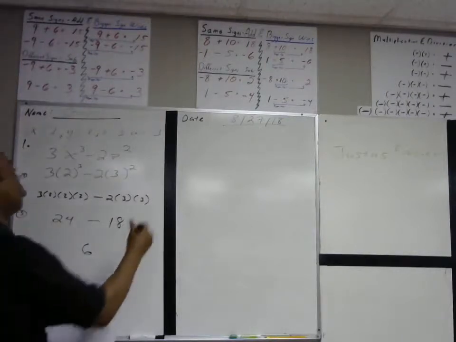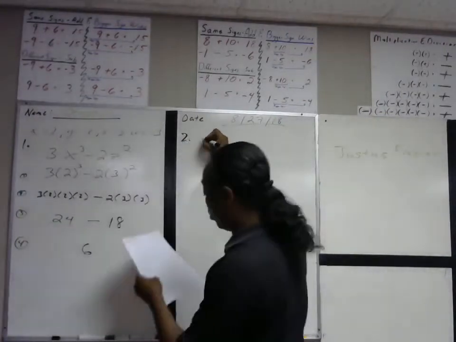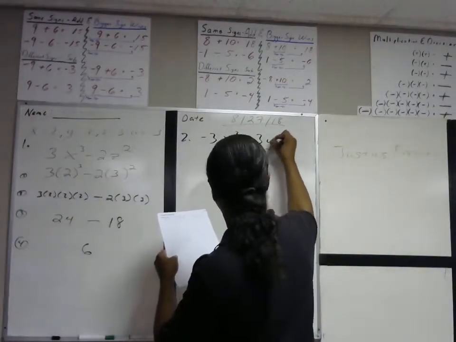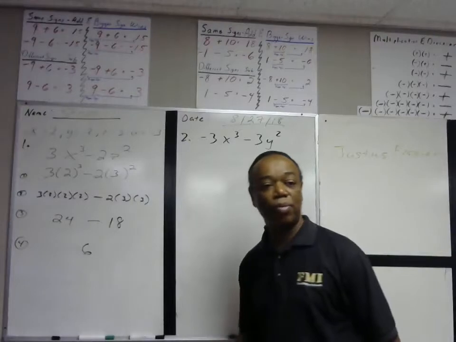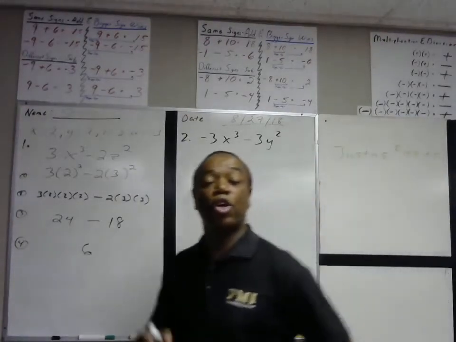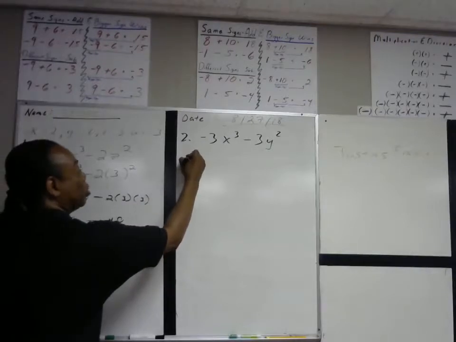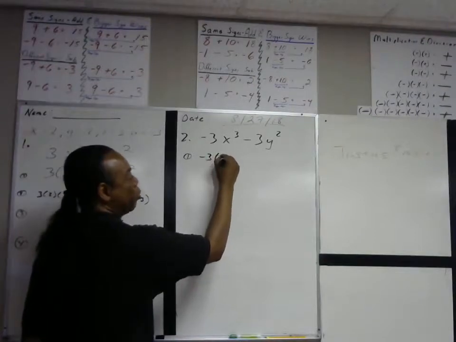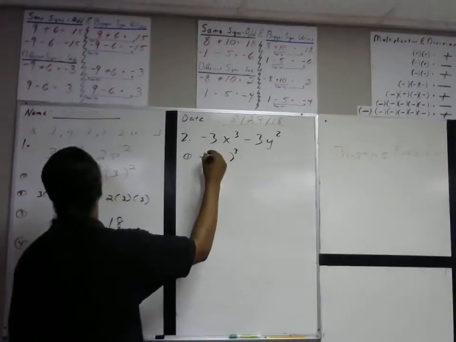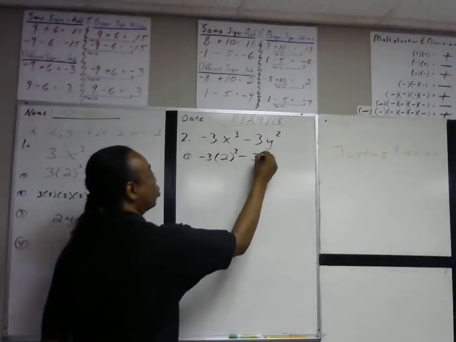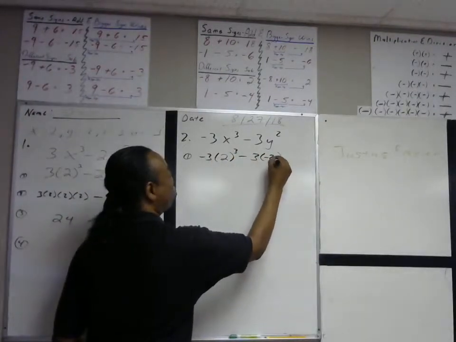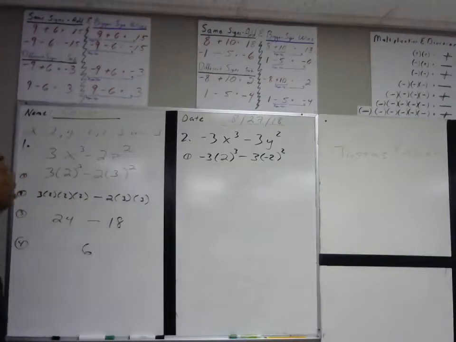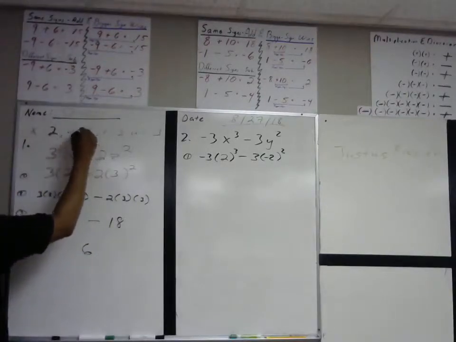Number 2. Number 2, you have -3x to the third power minus 3y to the second power. Okay, your first step will be substitution. Your first step will be -3 parentheses. Inside the parentheses, we'll have a 2 to the third power minus 3. Inside this parentheses, we have a -2 to the second power. The reason why I know that that's 2 and that's -2 is because that's the substitution for x and the y.